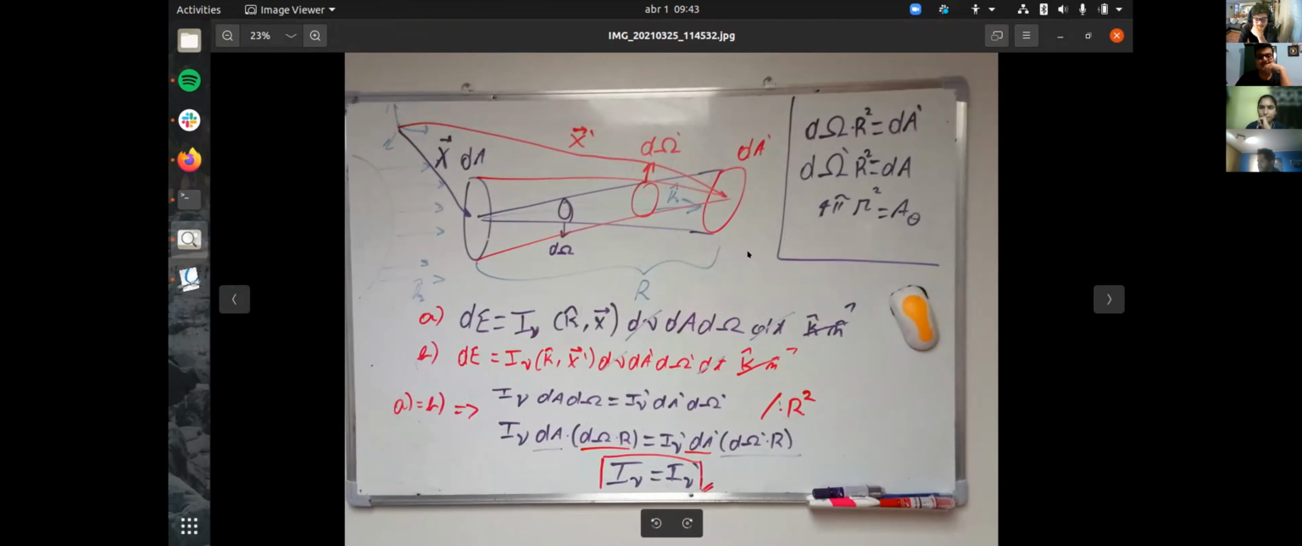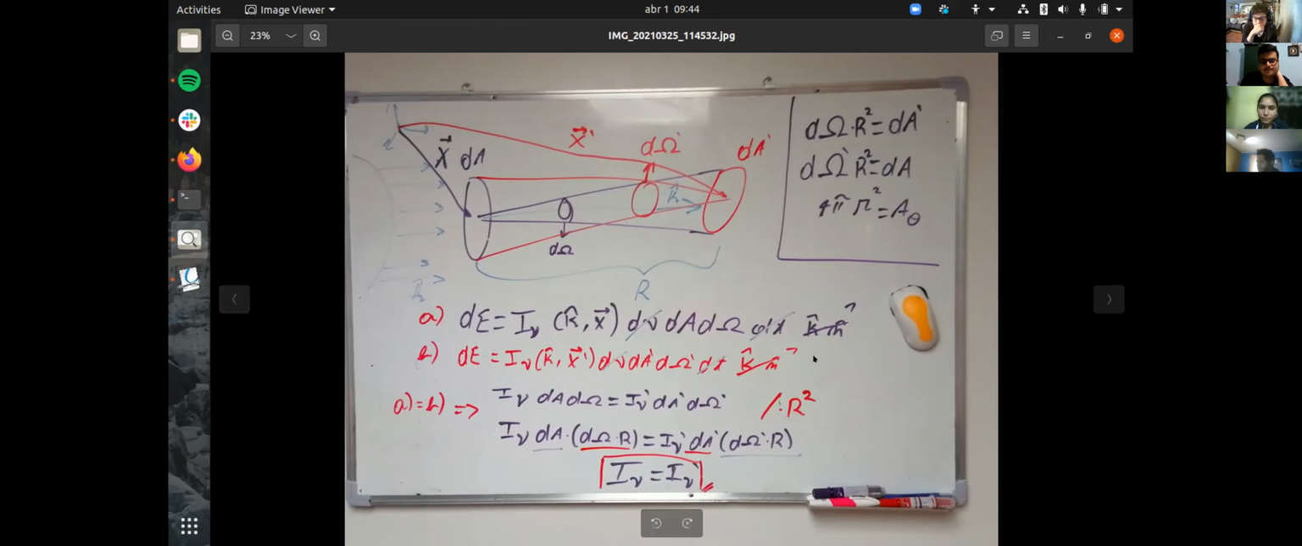So this is what Felipe has shown us here, the standard proof for the constancy of specific intensity along a given ray in the absence of interaction with matter. And the proof is almost like a tautology. I mean, it's based on this. We write down this definition of specific intensity twice. We write it down at X and we write it down at X prime.